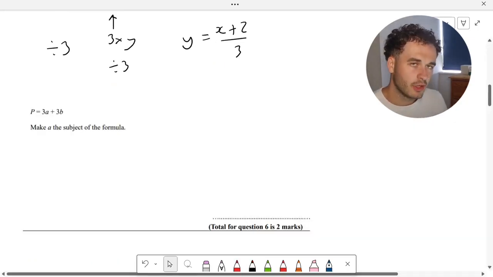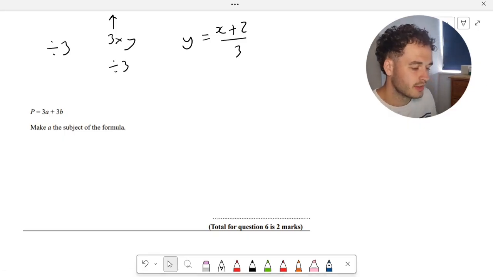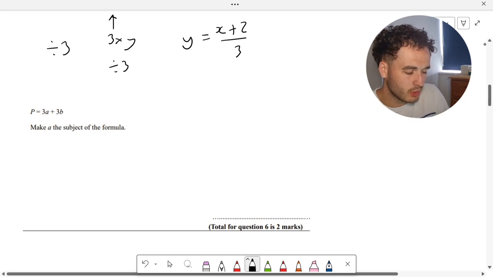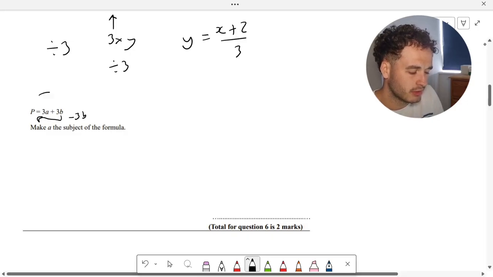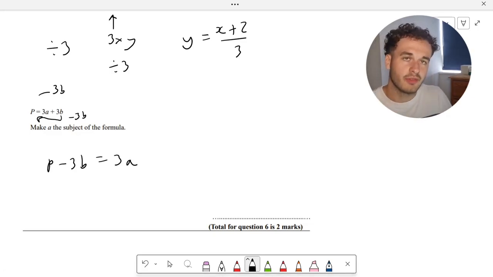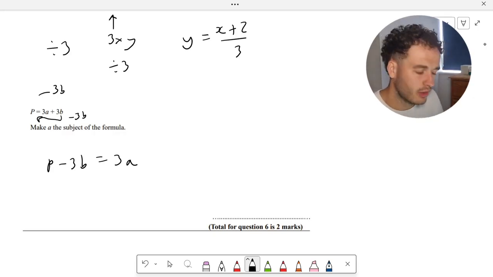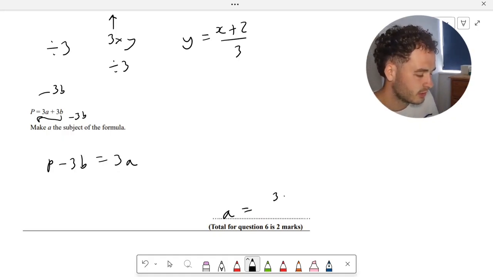Okay, this one is a little bit more tricky, but not really. It's the same thing. We've just got 3 different letters here. If we want to make A the subject of the formula, first thing we can do is move this 3b. So how do we get 3b to the other side of the equation? We subtract 3b from both sides. So -3b minus 3b. So we've got P minus 3b equals 3a. Well, we have 3 lots of A. We just want 1 lot of A. So what do we do to both sides of the equation? What do we divide it by? 3. Incredible. So our answer is A equals 3a.